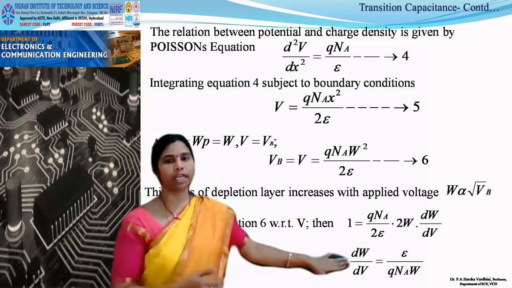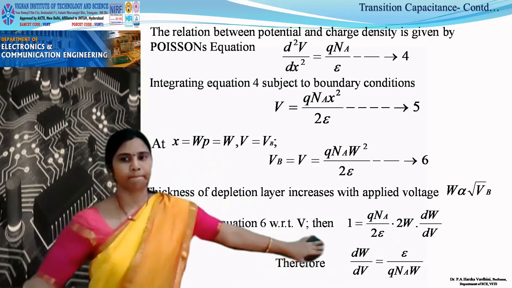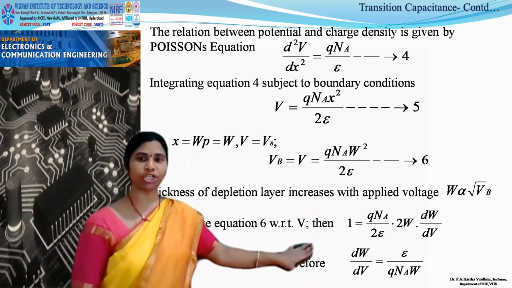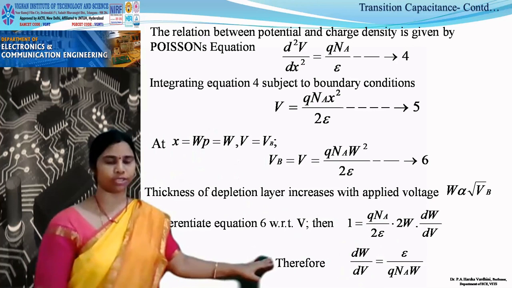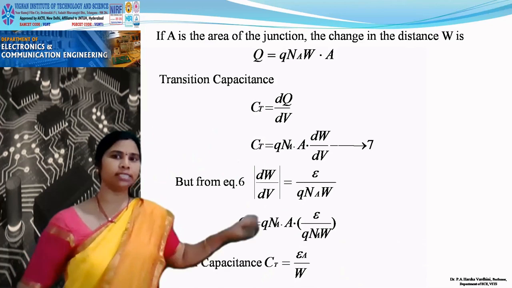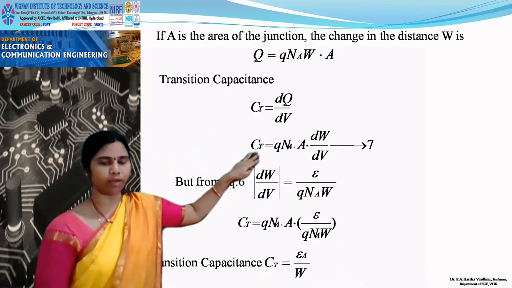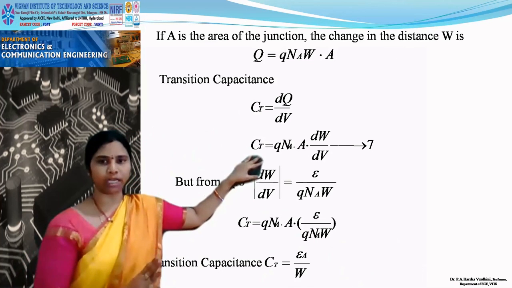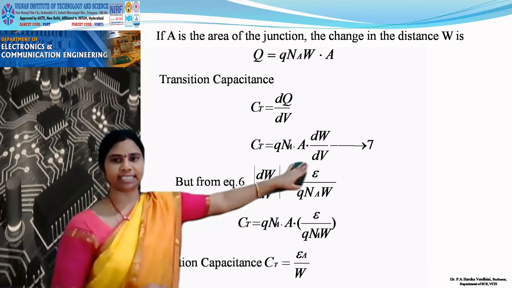Leftover terms are dW by dV is equal to epsilon by QNA W. So this is the equation you have derived, which is dW by dV. For this you need Poisson's equation, because when you want to calculate transition capacitance, you see a term which is dW by dV. To calculate dW by dV, you have gone for Poisson's equation and derived it. Now you have got dW by dV, substitute it in the transition capacitance 7th equation.